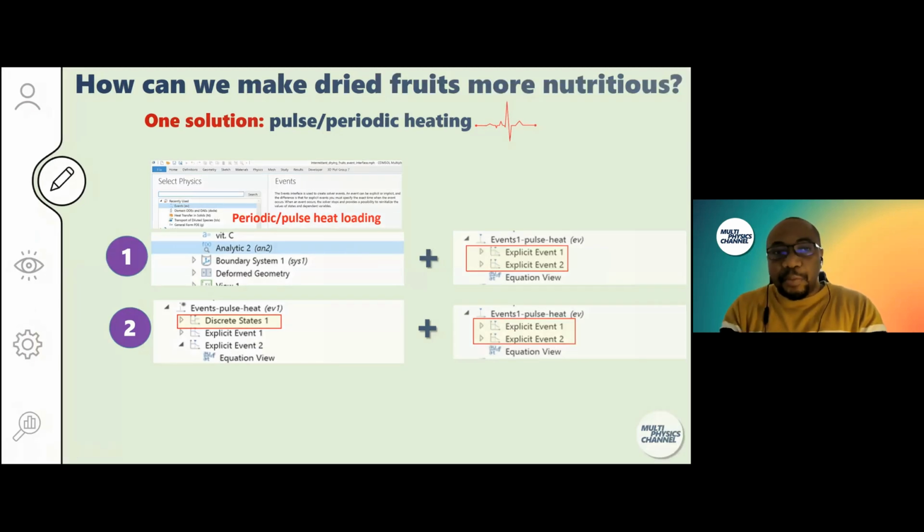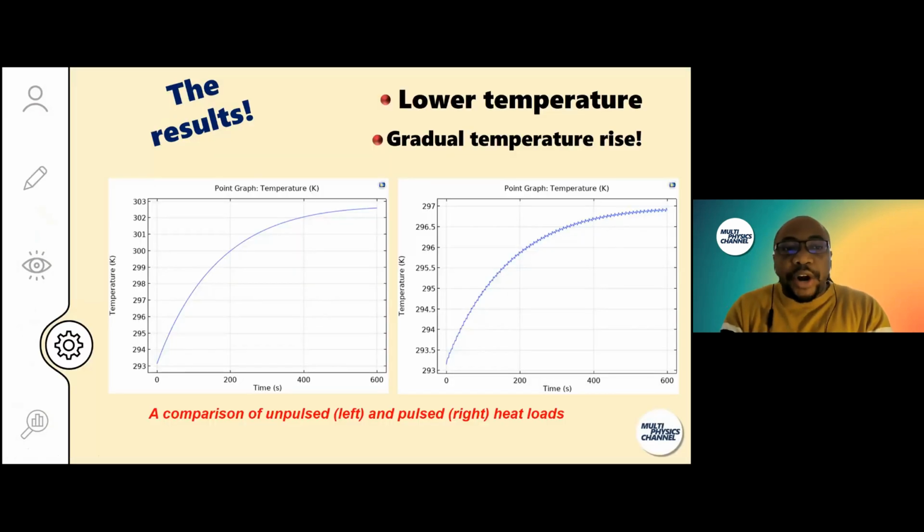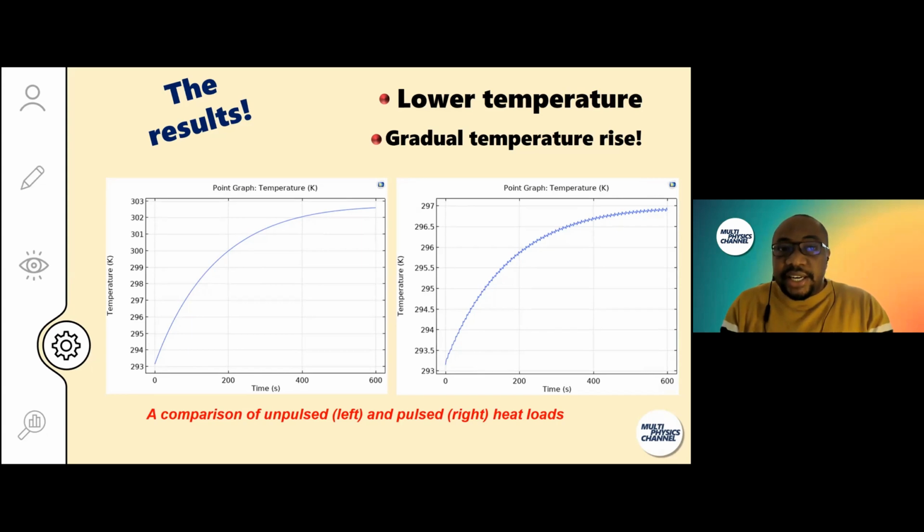Now the results. You could see a comparison between the unpulsed and the pulsed heat load. Now from this plot, you could see that the pulse gave lower temperature and gradual temperature rise. Now, how does this help us? How does this make our fruit more nutritious? Now we could see this in the next slide.